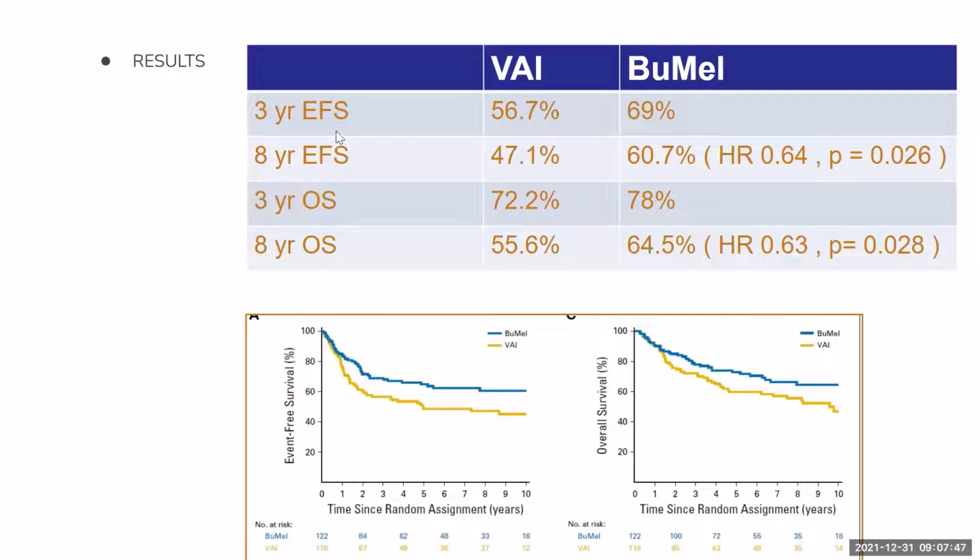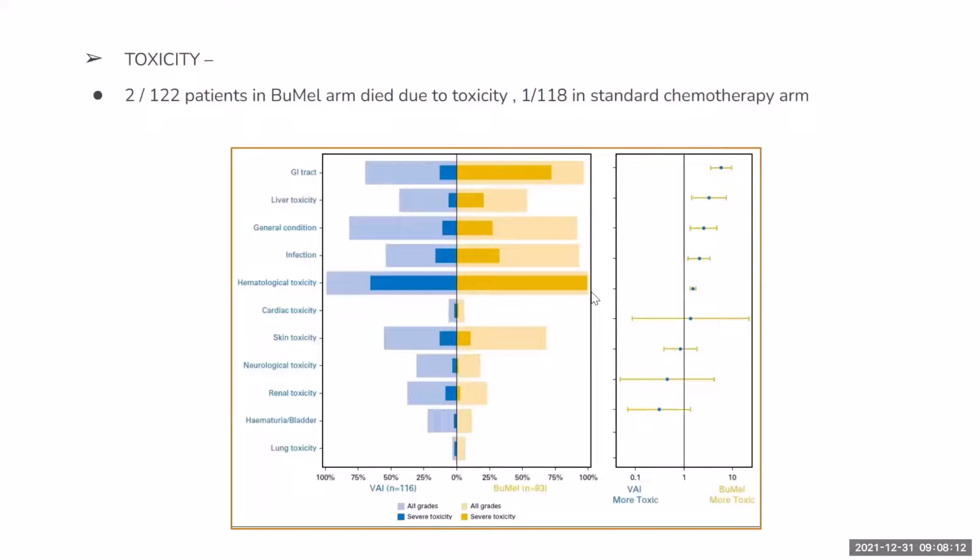And you can see that the 3 year event-free survival increased from 56% to 69% in the autologous stem cell transplant arm. And 3 year OS also increased from 72% to 78%. And this was maintained at the end of 8 years also, with a difference of around 9 to 10% even at 8 years.